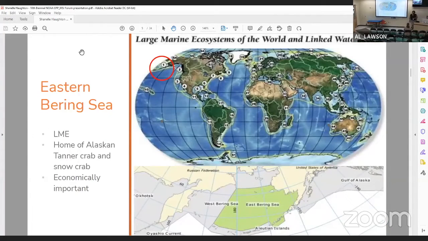Tanner crabs are native to the Eastern Bering Sea, which is one of the large marine ecosystems of the world. Alaskan fisheries of the Eastern Bering Sea are about half of the marine harvest of the United States. And Tanner crab are an economically important fishery sold collectively with snow crabs that generates millions of dollars annually.